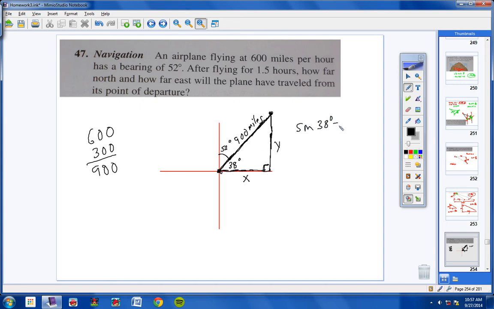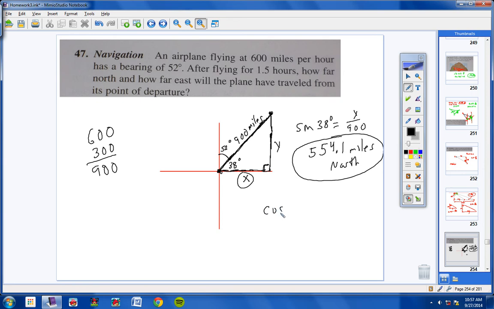Sine of 38 degrees equals opposite over hypotenuse. Multiply both sides by 900, and we'll have 900 sine of 38 degrees, which gives you 554.09. So I'm going to go ahead and put 554.1 miles. And students, that's going to be your north. Okay, how far north you traveled. So north, okay. And now let's find the east, x.